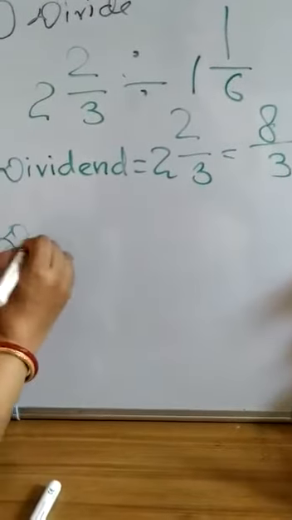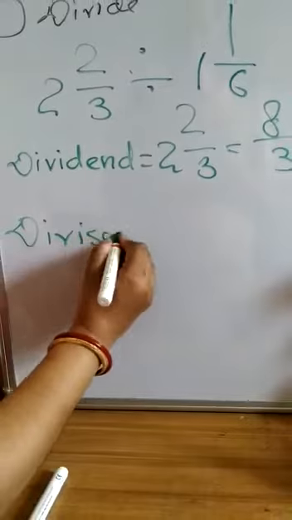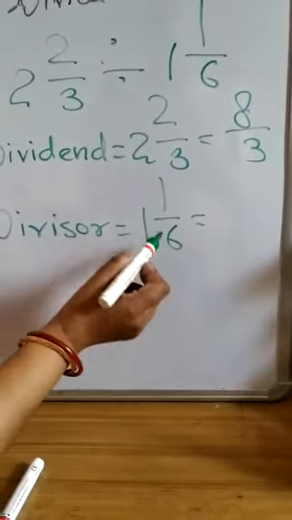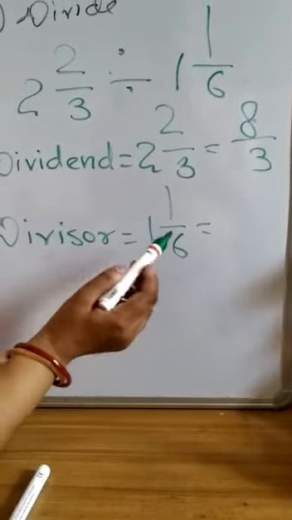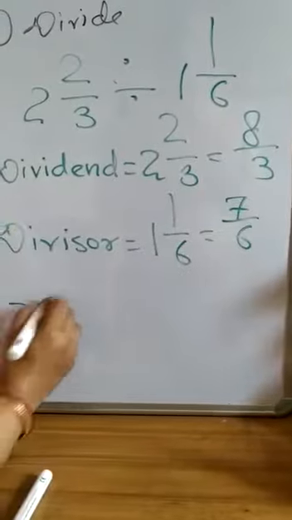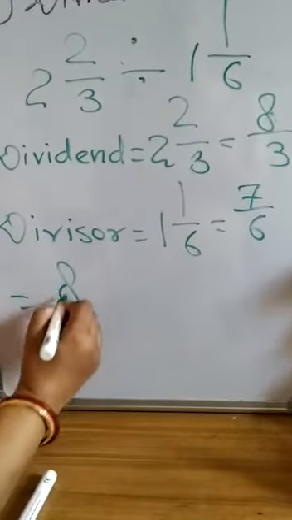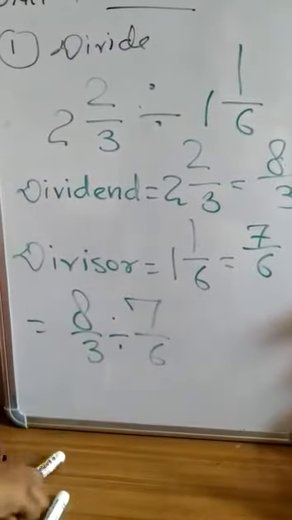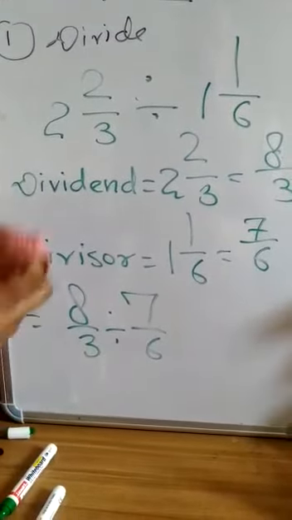Now what is the divisor? Divisor is 1 1 by 6. So we will also change this mixed number into a fractional number. 6 times 1 is 6 plus 1, 7 by 6. Now write down the operation. This is the dividend: 8 by 3 is divided by 7 by 6. Okay. Now next step.